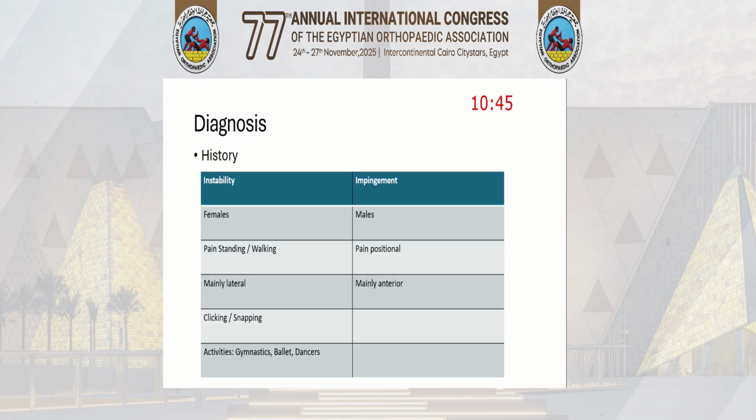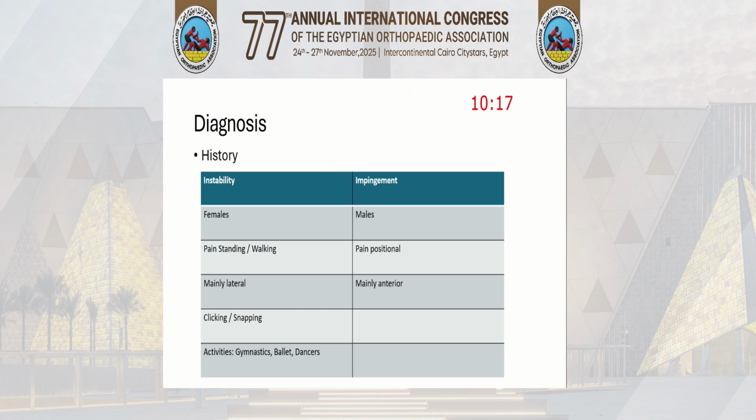So when we're assessing someone with hip pain, and we're trying to figure out whether it's instability or impingement, there are certain clues that the patient might give us. An unstable patient is usually a female, while impingement is usually a male. Of course, these are not rules. Pain with instability usually happens when standing or walking. Pain with impingement is usually positional. Pain with instability is mainly lateral, while with impingement it is mainly anterior.